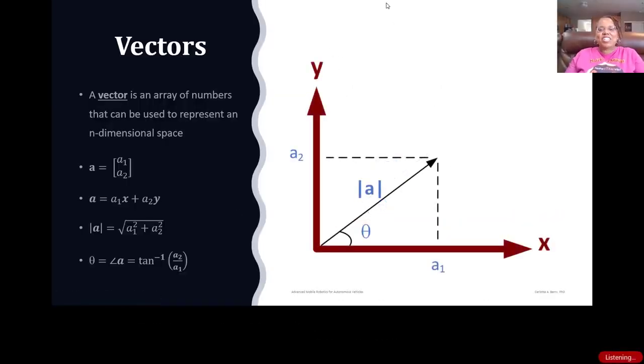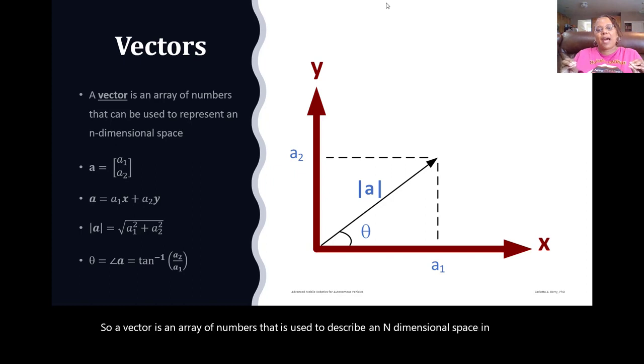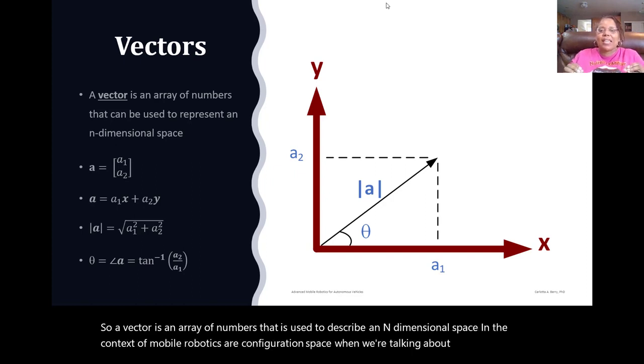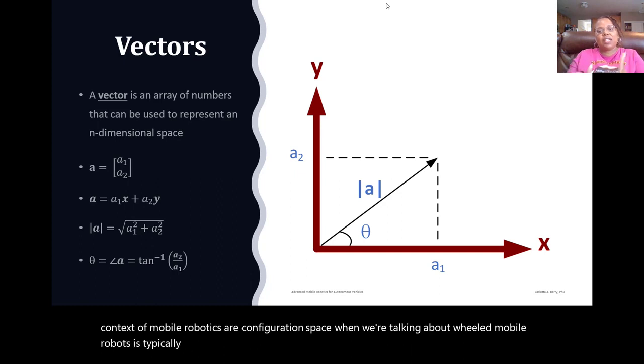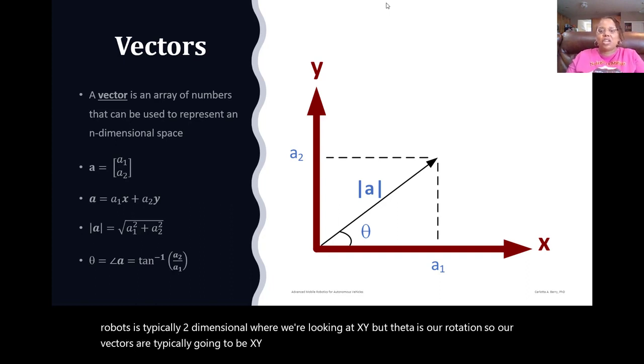So a vector is an array of numbers that is used to describe an n-dimensional space. In the context of mobile robotics, our configuration space, when we're talking about wheeled mobile robots, is typically two-dimensional, where we're looking at x, y, but theta is our rotation. So our vectors are typically going to be x, y, theta, which represents the position and rotation of a mobile robot within a global reference frame.